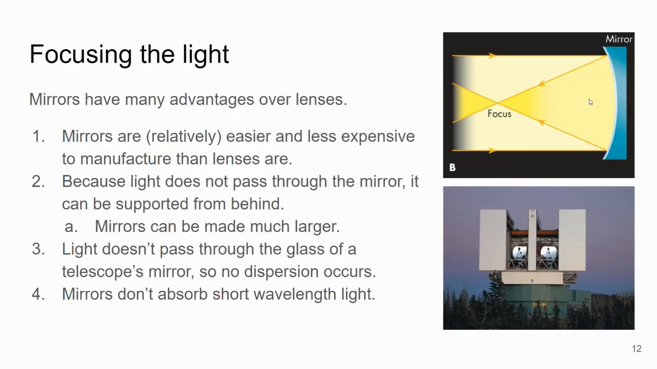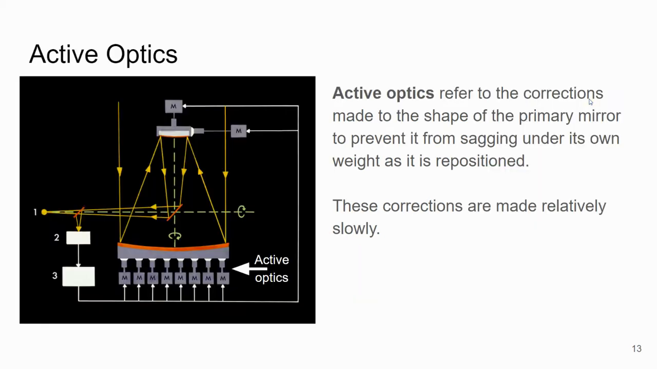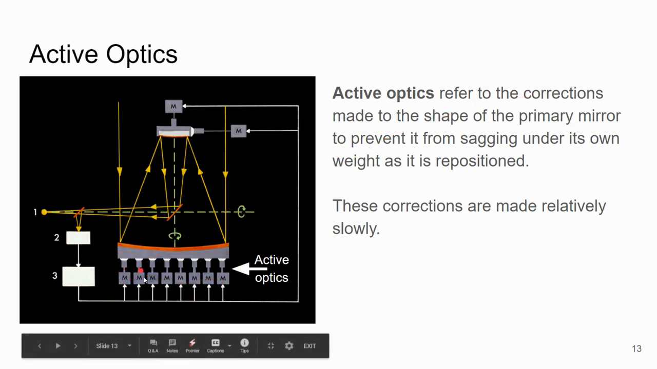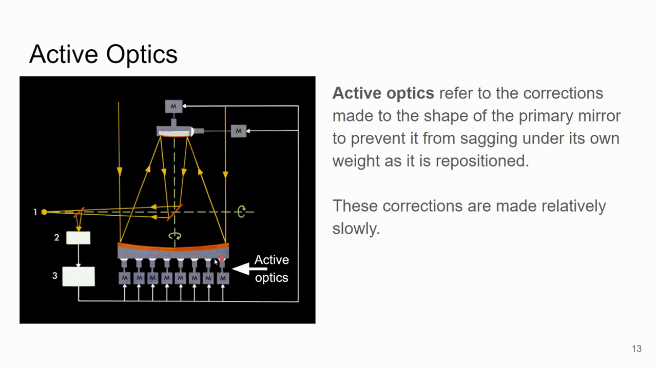So back to the second point here. Because the light doesn't pass through the mirror, you can support it from behind. So this is a giant mirror here being supported from behind. All of these little guys here are different arms, all controlled by, I'm guessing M stands for motor in this case, supporting these little arms that are going to push the mirror up and pull it down, whatever they need to do to correct for any sagging that this mirror is going to do under its own enormous weight. Some of these mirrors can weigh 10 or 20 tons. They're huge. So they want to sag, but you just support it from behind and control it with these arms and keep it from sagging.